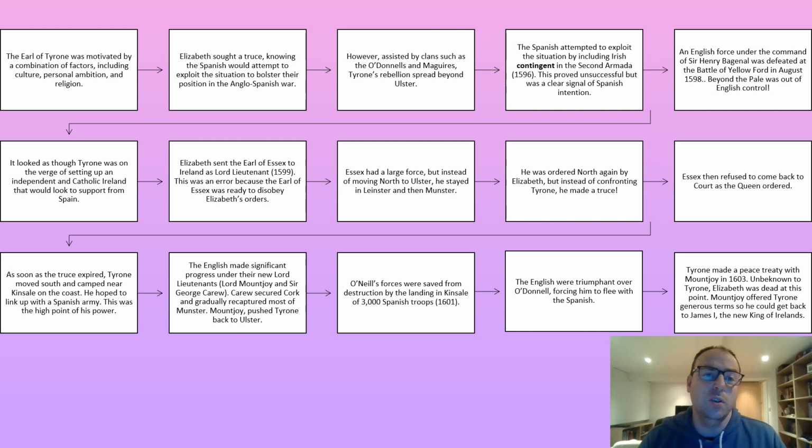Elizabeth sought a truce, knowing that the Spanish would attempt to exploit the situation and bolster their position in the Anglo-Spanish War.